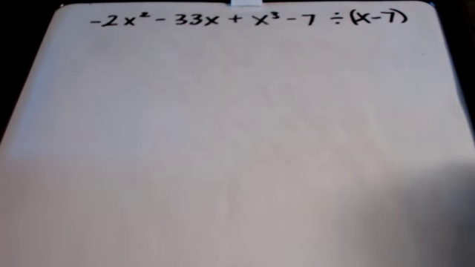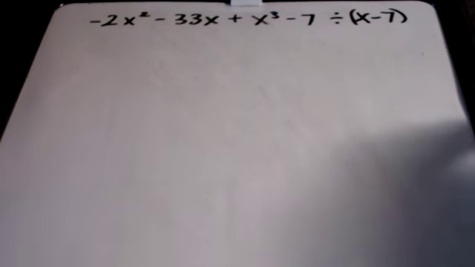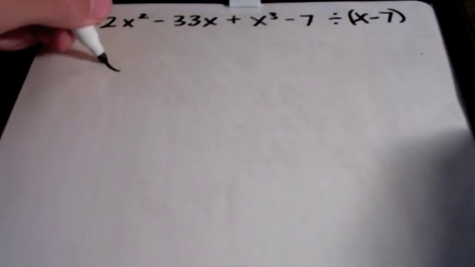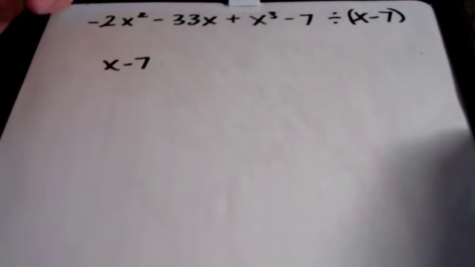Let's do one more in this problem set. So here we have negative 2x squared minus 33x plus x cubed minus 7 divided by the quantity x minus 7. So we'll start off doing it the same way that we've done all these problems. So we'll put our divisor off to the side. So this is going to be x minus 7.